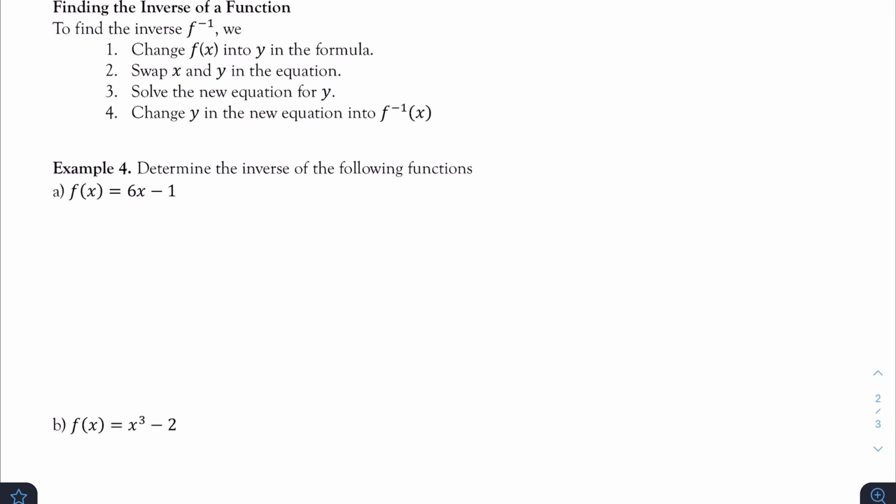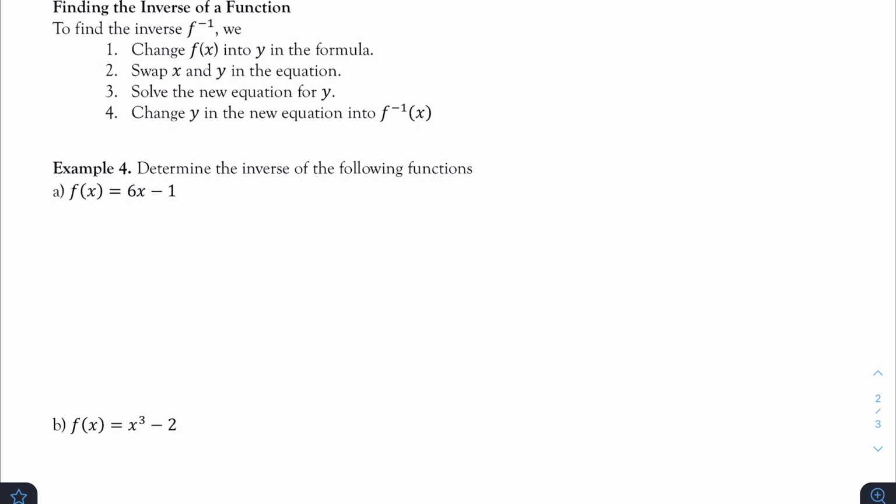So what I have here is an outline of how we find the inverse of a function if you have one given function. If I want the inverse, f inverse, the first step is I change my f of x into a y. Then I swap my x and y in my equation. I then solve for y and change my y into f inverse of x. So it's better if we go straight into our example and see what's happening here.